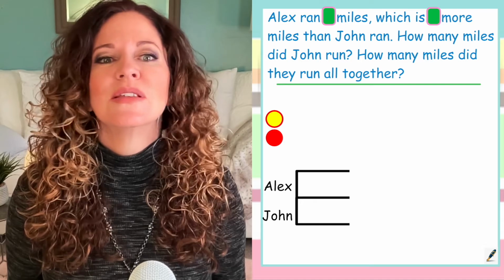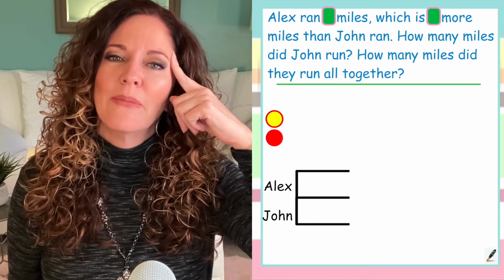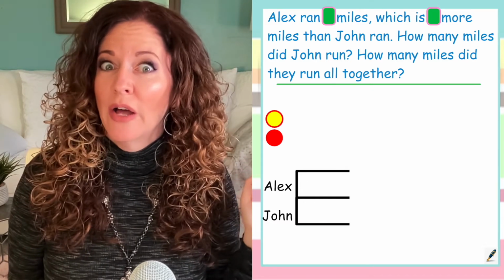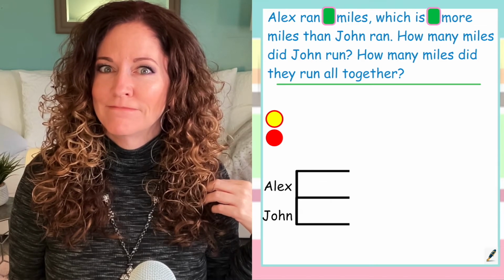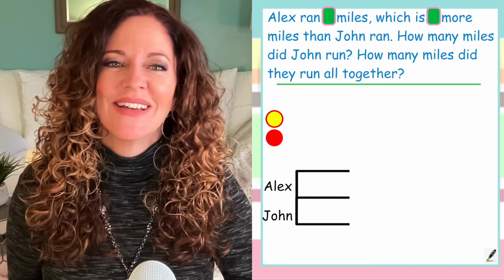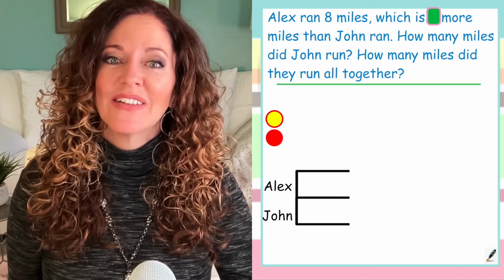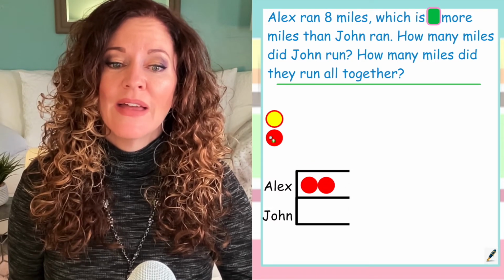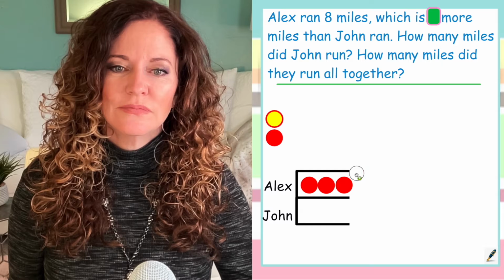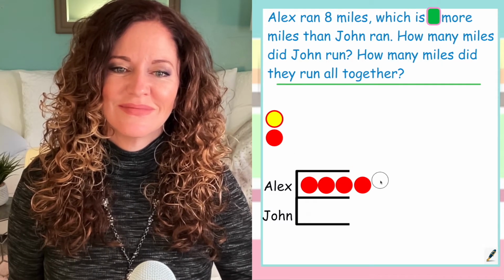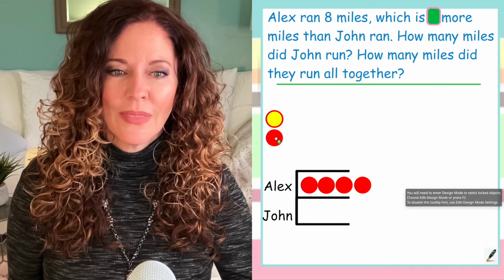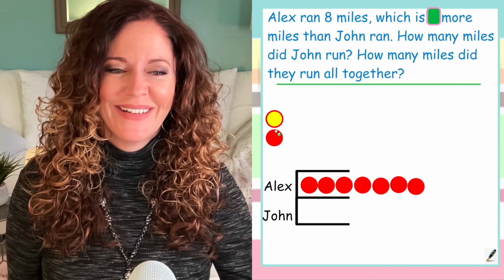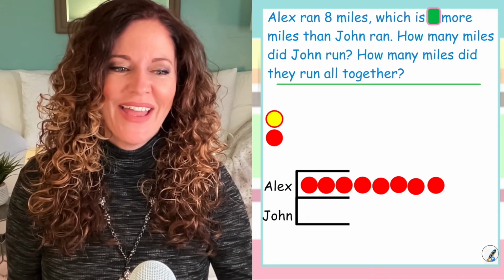The first thing we're going to do is model, but we're thinking about who's going to have the bigger box. Alex ran blank, which is more than John ran. Alex is going to have the bigger box. So let's see. Alex ran 8 miles. Go ahead, guys, get those counters, the red counters ready, and get those 8 drawn. I wonder how many of you are beating me. Okay, I've got my 8.